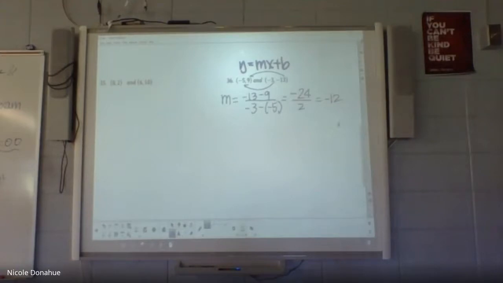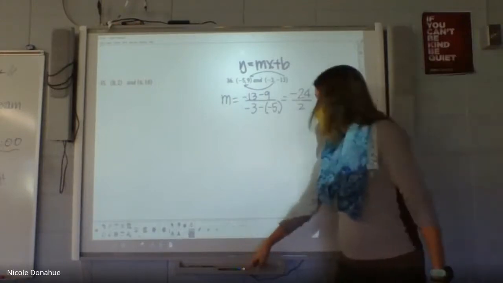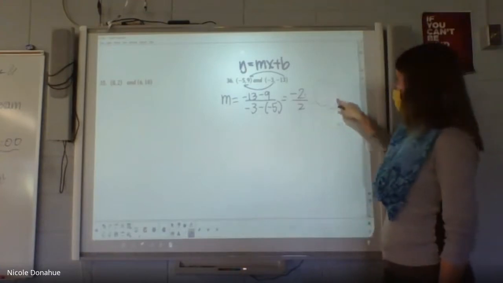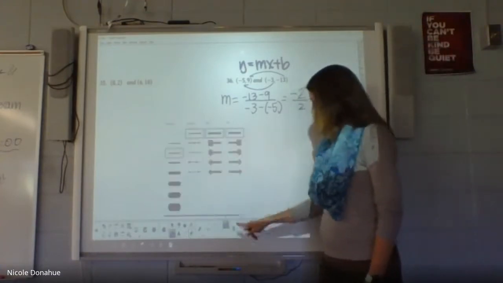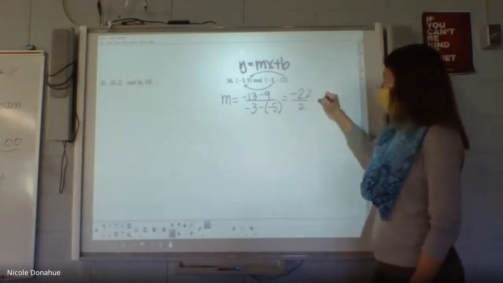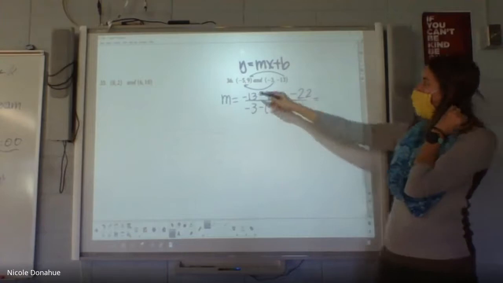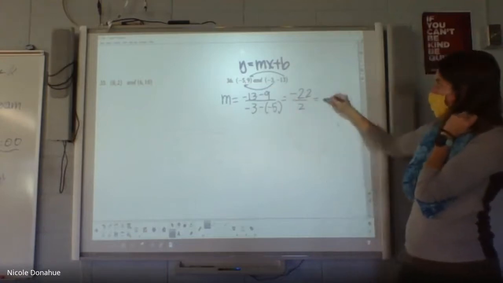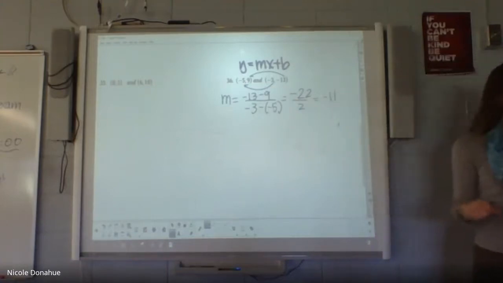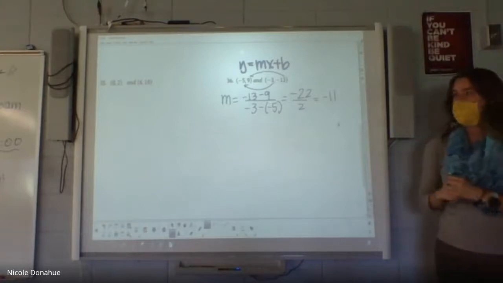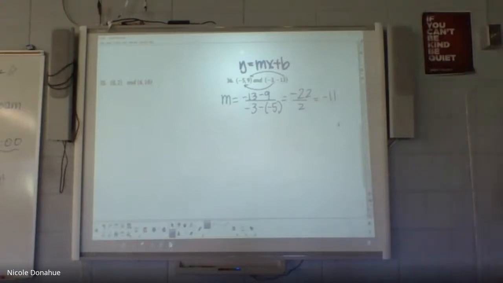No, did I do something wrong? Anyone else do that? I got -22 over 8. Oh. 22, I subtracted wrong. Sorry. 22. It felt weird, but still not that far off. 22 over 2 though? I got 8. No, -3 minus a -5. Oh my gosh. So -11, is that better? Mhm. Okay, thank you. All right, so -11 is my slope.